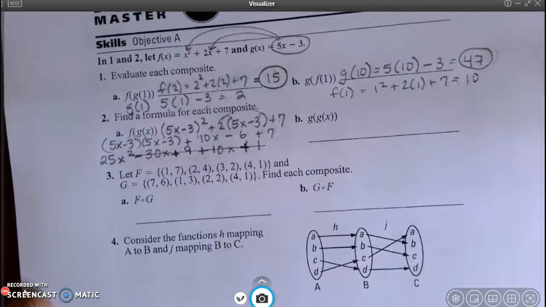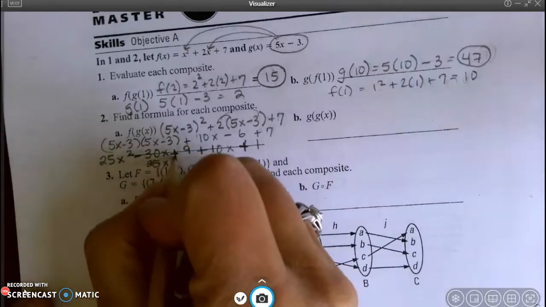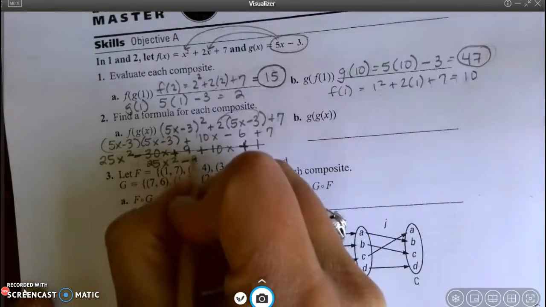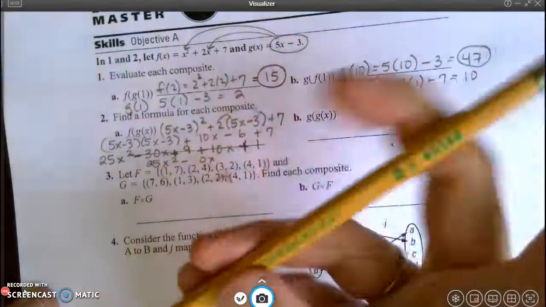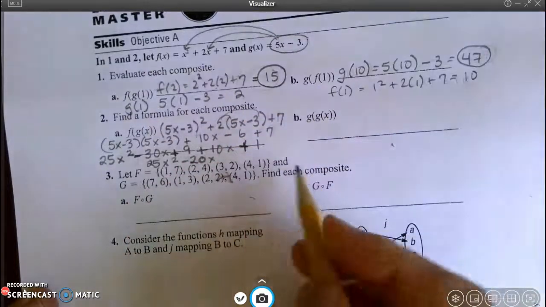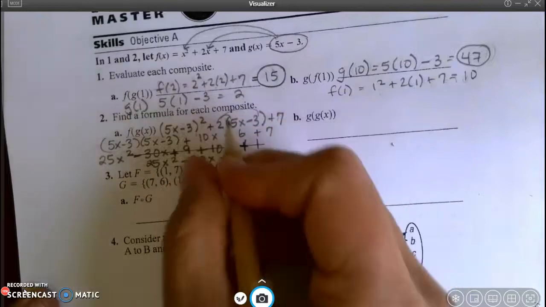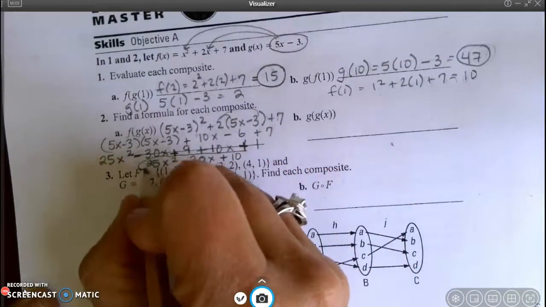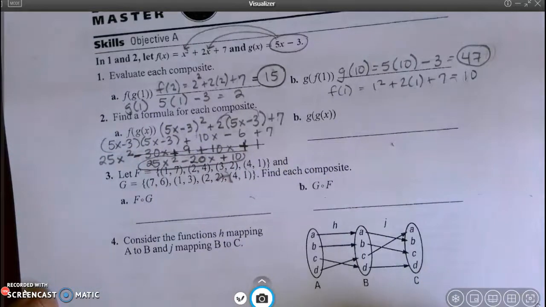So I need to get my like terms together. 25x squared minus 30x. Oh, not minus 30x, it's actually minus 20x, because I have negative 30 and positive 10. And then I have 9 and 1, which gives me 10. So my final answer is 25x squared minus 20x plus 10.